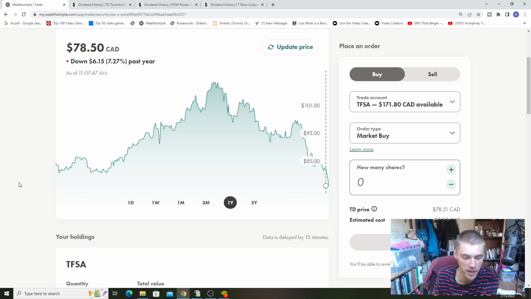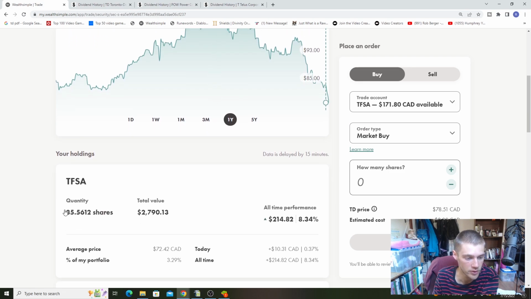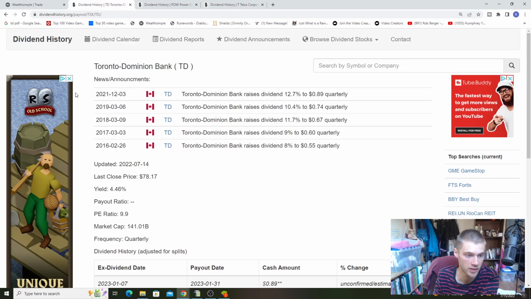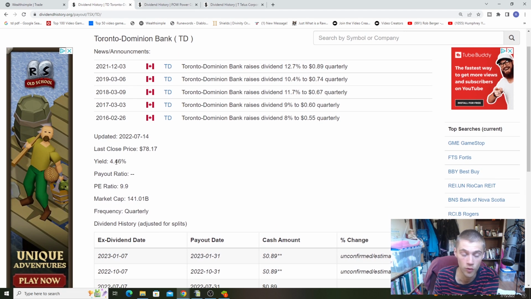So once again, these bank stocks are always good value. We have 35 shares inside of our TFSA, about $2,000. And once again, if we go to dividend history, we can see the current yield is 4.46%. So it's almost a 5% yield with a solid bank company that, honestly, I personally think TD is basically like a growth company too. They have a bit of both. They're one of those weird stocks that grow a lot in stock appreciation. They have really good yields, really good earnings, and their payout ratio is relatively low.